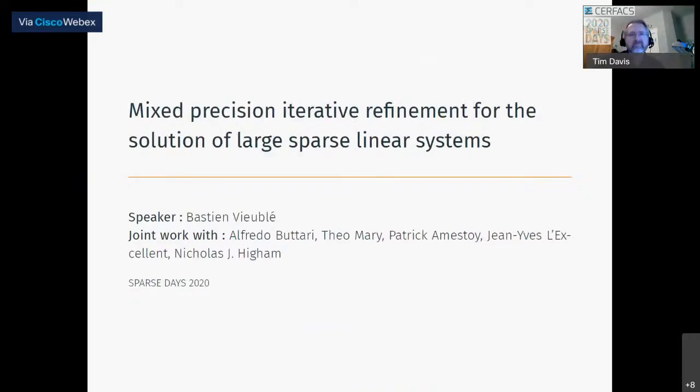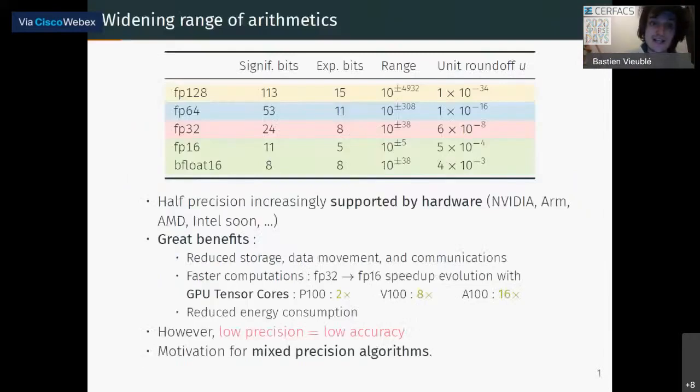Okay, hello everyone. My talk is about mixed precision iterative refinement for the solution of large sparse linear systems. And I am Bastien Vieublé.